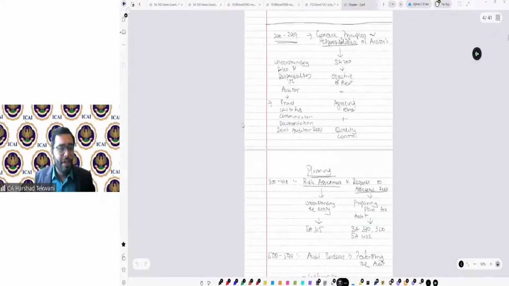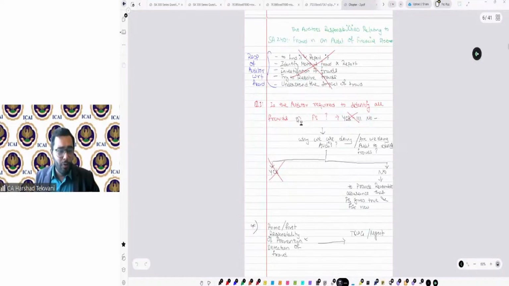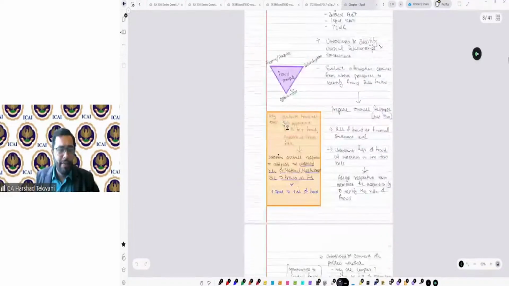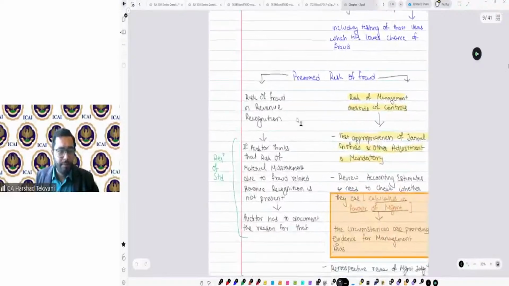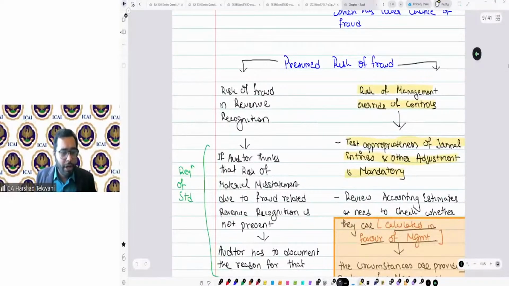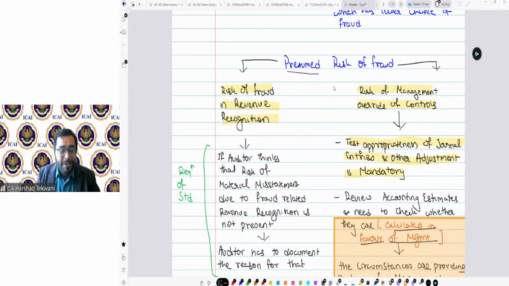So while discussing chapter 2, we discussed something about SA 240. And in SA 240, we discussed two types of fraud risk: risk of fraud in revenue recognition, and risk of management override of controls. These were the two risks that we discussed, that these are the presumed risks. Presumed risk of fraud means I will assume that they are present from day one.